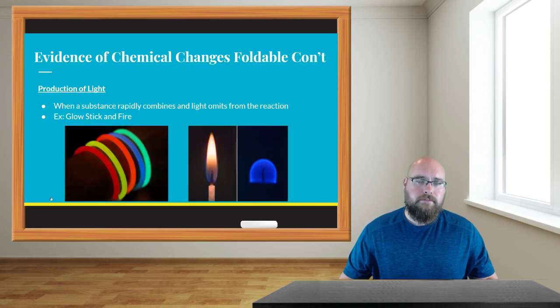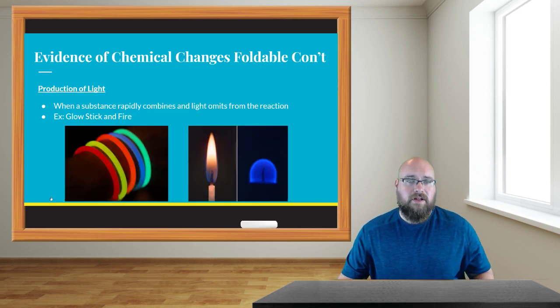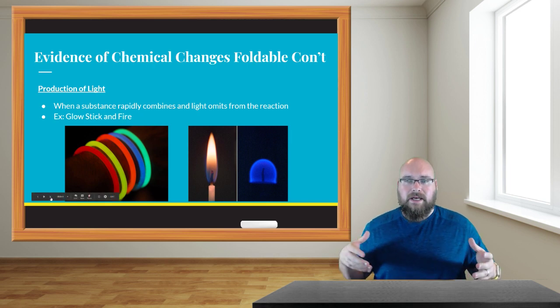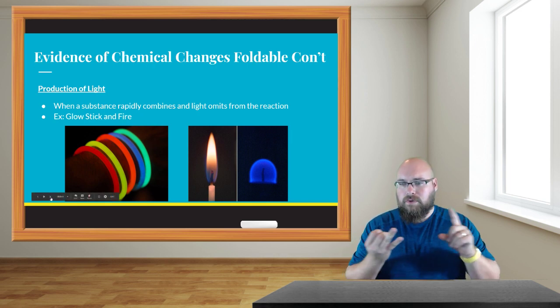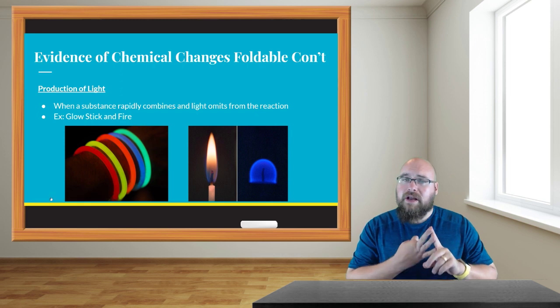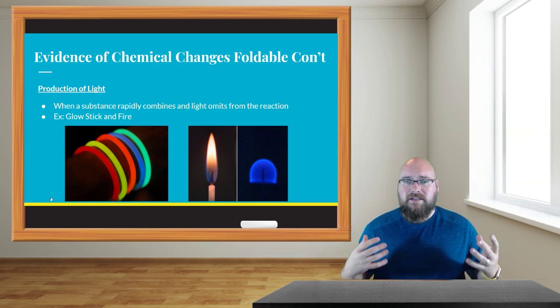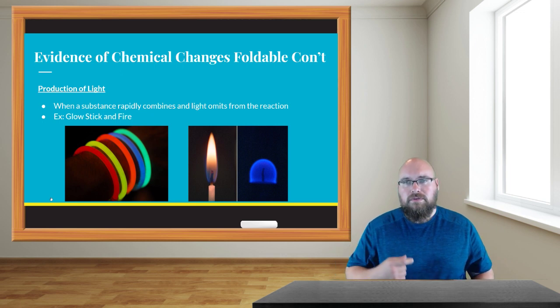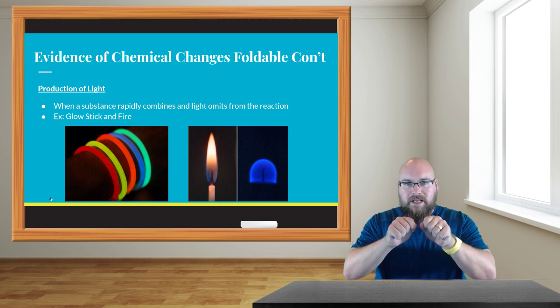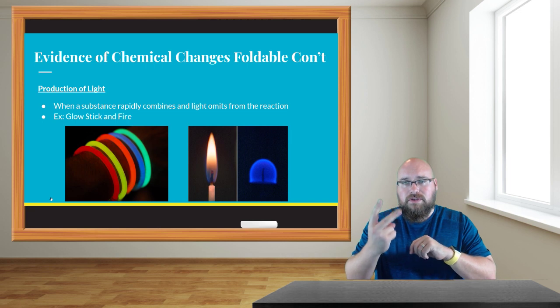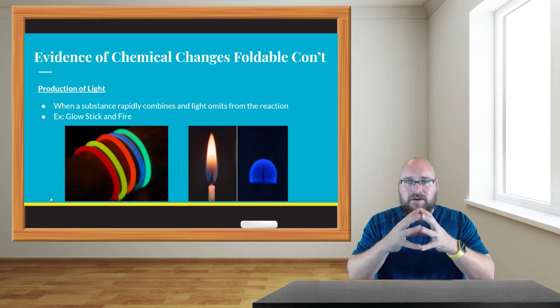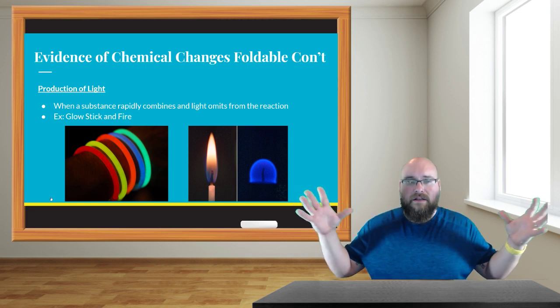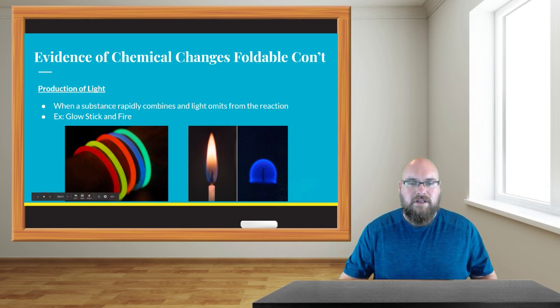Alright, the next one, these are a lot more fun. Anytime we get light, whether I strike a match, light a candle, or break a glow stick, both of these give off light once you have started. When the reaction is happening, we get fire, and that light and heat from the fire indicate a chemical change. With glow sticks, if you break it, you're actually allowing two chemicals to mix together, and when they do that, they create these nice colors and this bright light that you can then play with.